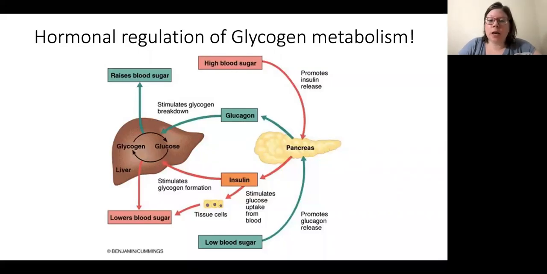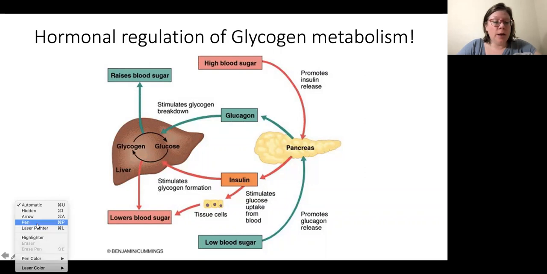Hi guys, we're going to talk about the hormonal regulation of glycogen metabolism. And this really builds on the biochemical and the enzymatic regulation of glycogen metabolism, so make sure you review that first. We need to talk about the two hormones that are most important for glycogen metabolism, and that's glucagon and insulin.